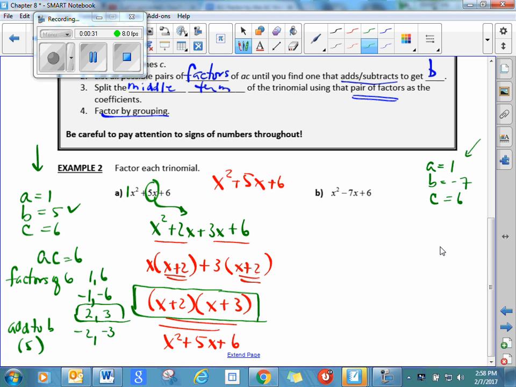So we've already got our pairs, our factors from over here, numbers that multiply to 6. But now we need the pair to add to -7. Last time we needed the pair to add to 5, so we used 2 and 3. So I'm going to go back over here and look at which of these pairs might add to -7, and I've found one.